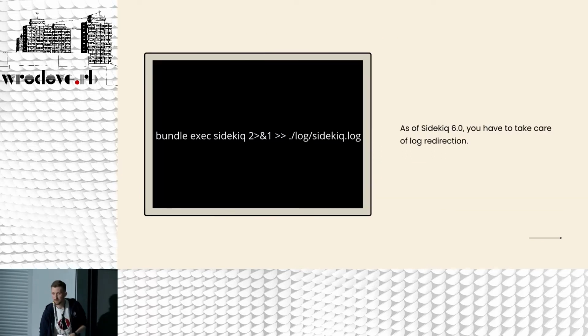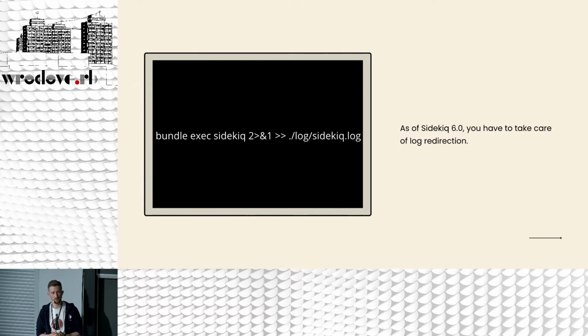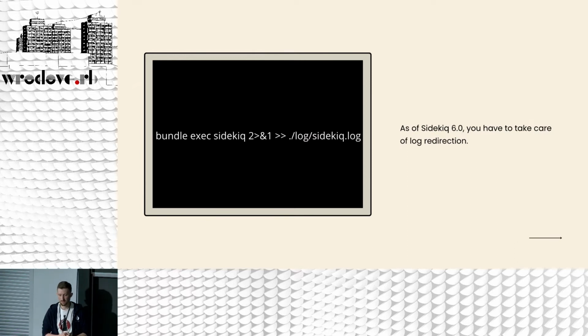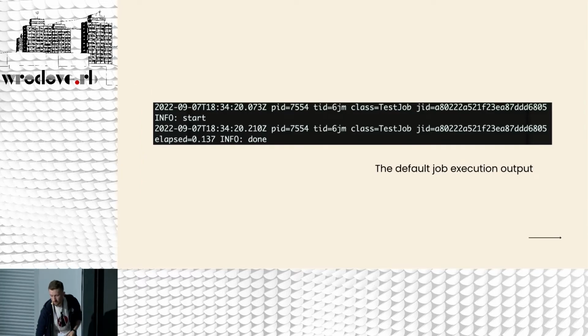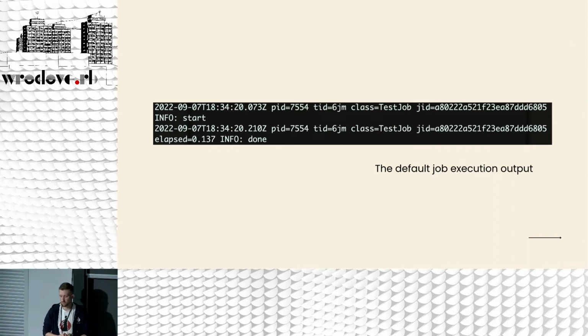And as of Sidekiq 6, you have to take care of the log redirection by yourself. It's no longer possible to configure the log redirection on the Sidekiq level. So make sure that you are saving the logs in a file so you can use them later. And here is the default job execution output. As you can see, we have some useful data like class name or the unique identifier for a job.